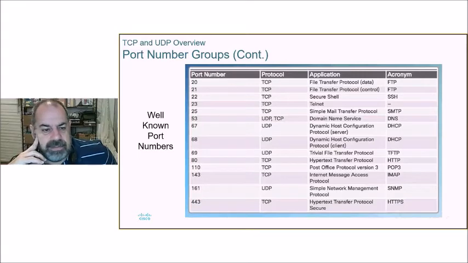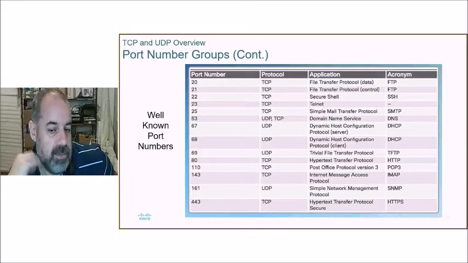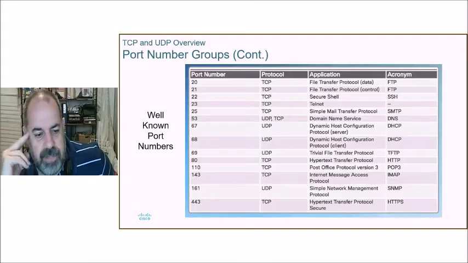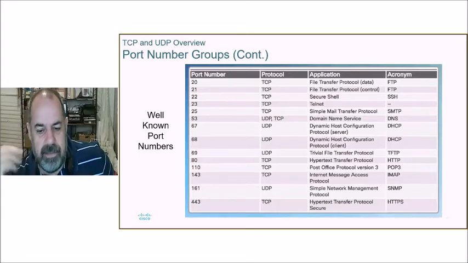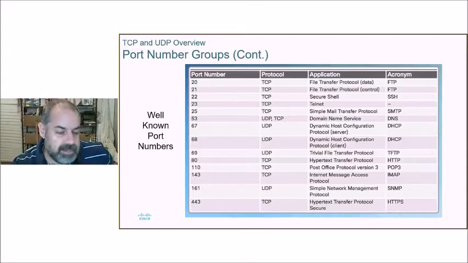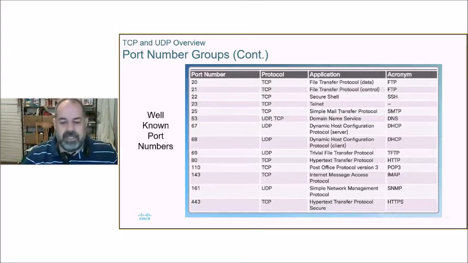Port 67 is Dynamic Host Configuration Protocol, so that's what a server listens on, and the reply would go to port 68, which is what the client listens on. Port 69 is TFTP, port 80 is a web server, and from there we have POP and IMAP, which are how you download emails from your server. Two options, as I said, we will talk about that next chapter. SNMP is Simple Network Management Protocol, and of course 443 is the secure HTTP.